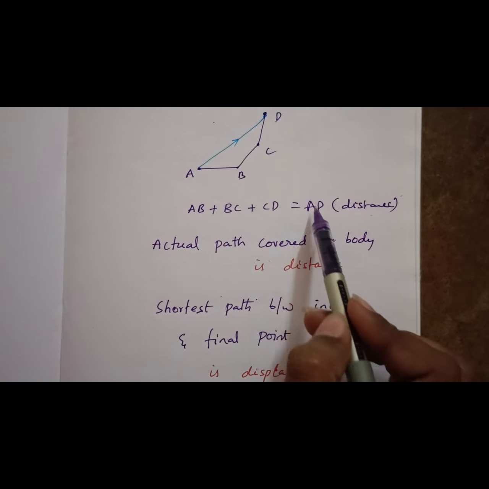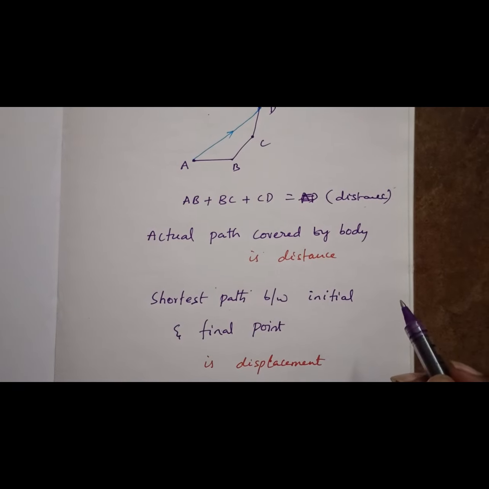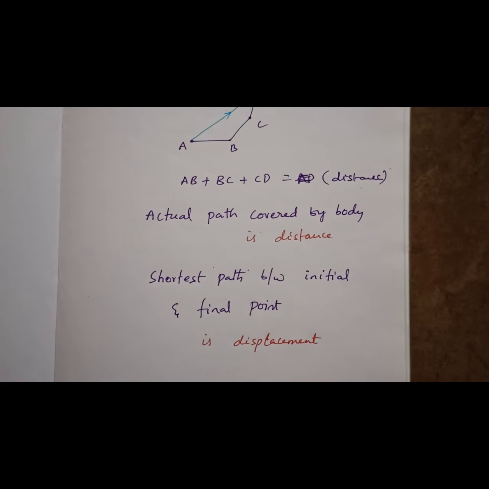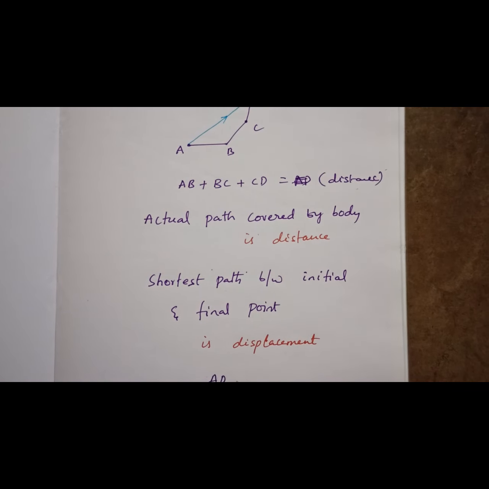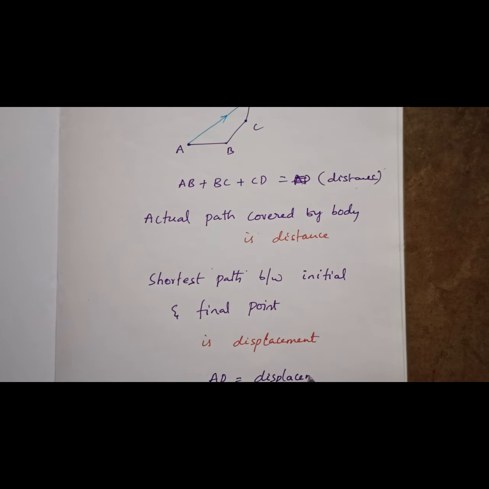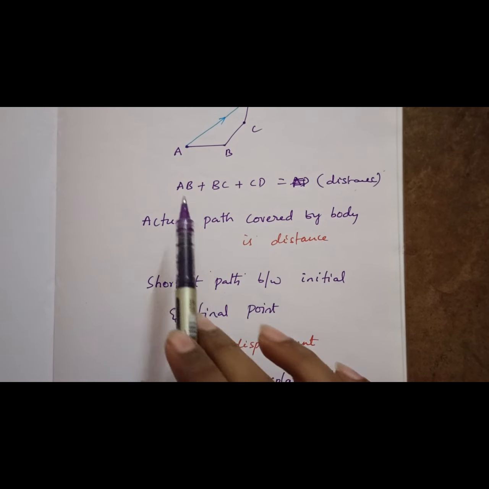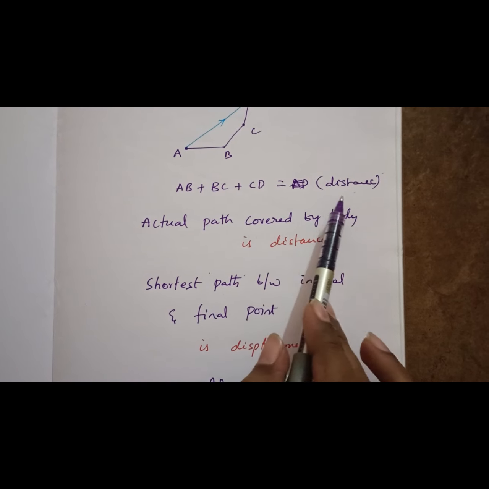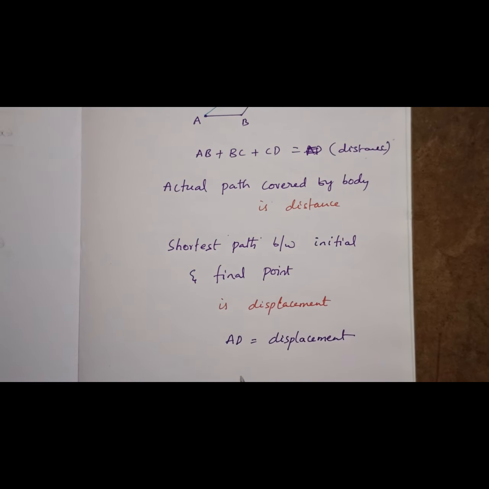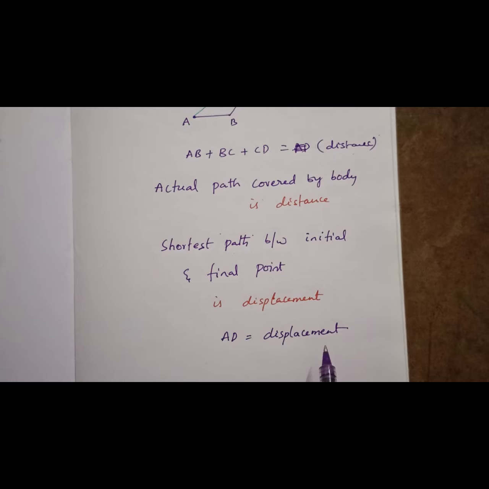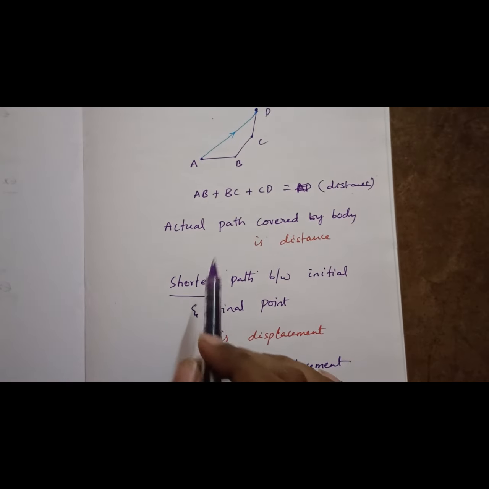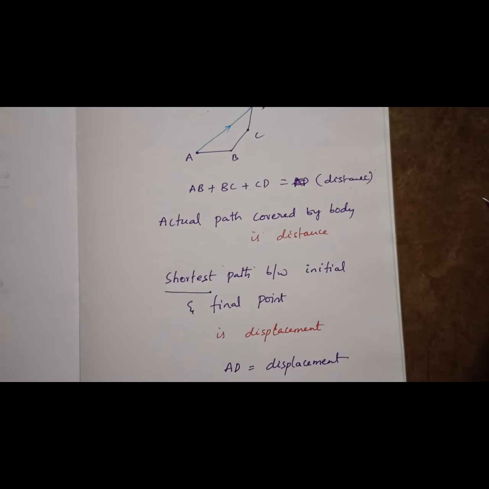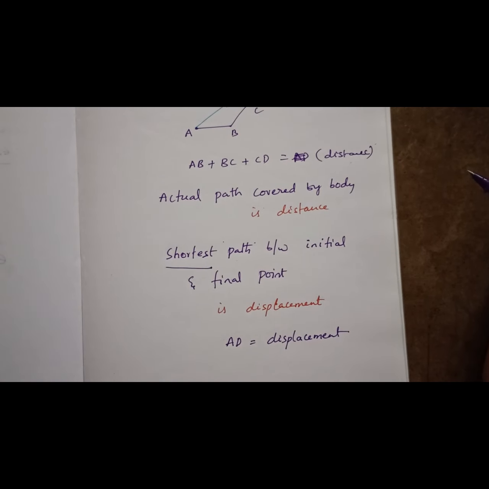Now here AB plus BC plus CD is known as distance. The straight path AD is called displacement. AB plus BC plus CD is distance. The straight path AD is known as displacement. Shortest path or straight path. The straight will be the shortest. That is displacement.